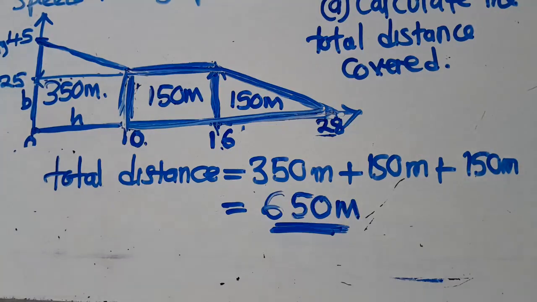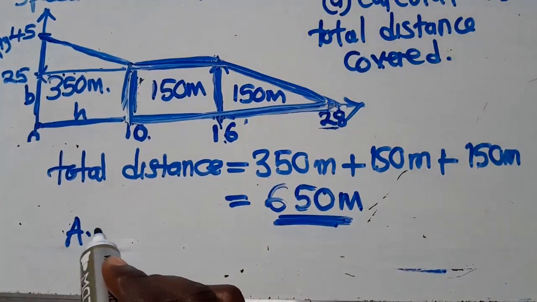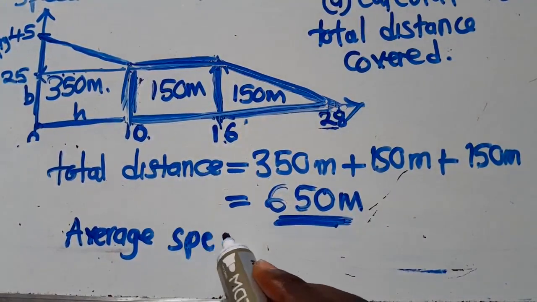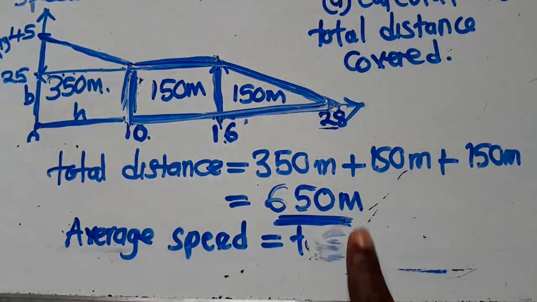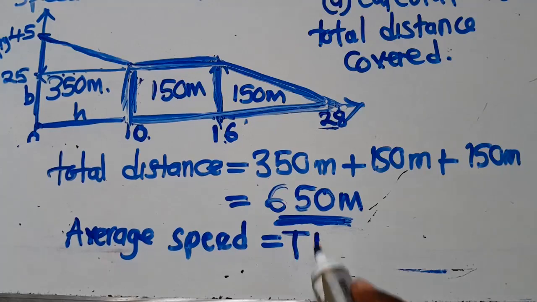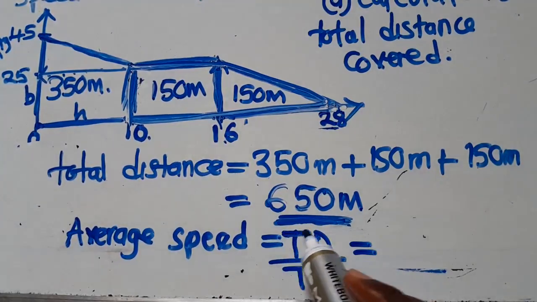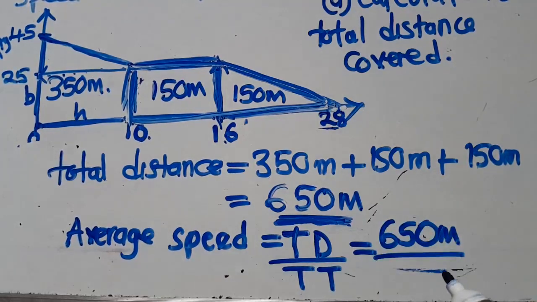So these are very simple, and I believe you can answer this. You can go and practice exam questions under this. So this is your total distance. If you were asked to find the average speed for the whole journey, how can you answer it? Average speed is equal to total distance over total time taken. What is the total distance? 650 meters. Over, what is the total time?